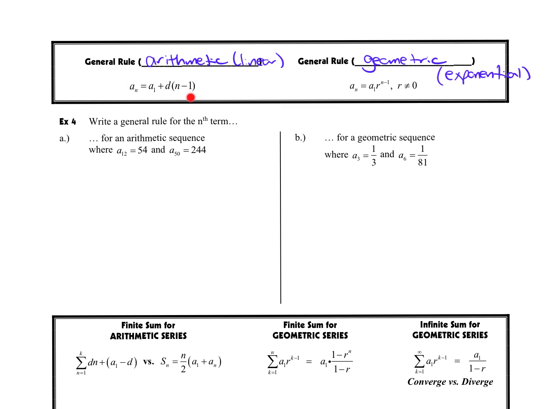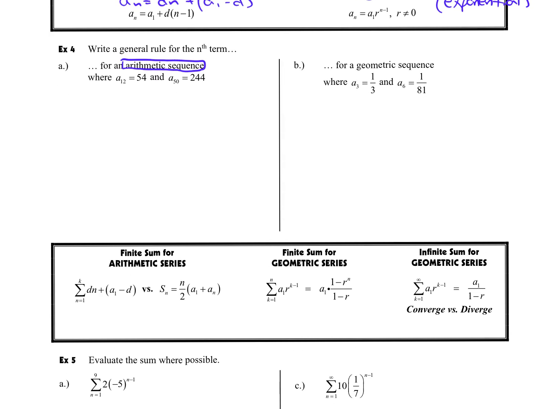Notice I didn't give you the rearranged version here, but you could easily rearrange that if that suits you. We won't really need that, but remember we could write this as dn plus a sub 1 minus d. That was our rearrangement that we did on the other side. Okay, let's take a look here. This time I do need to tell you what type of sequence you're working with, because otherwise you would not know based on the two terms which type of sequence you had. Earlier we had other things in the problem that were a clue for us.